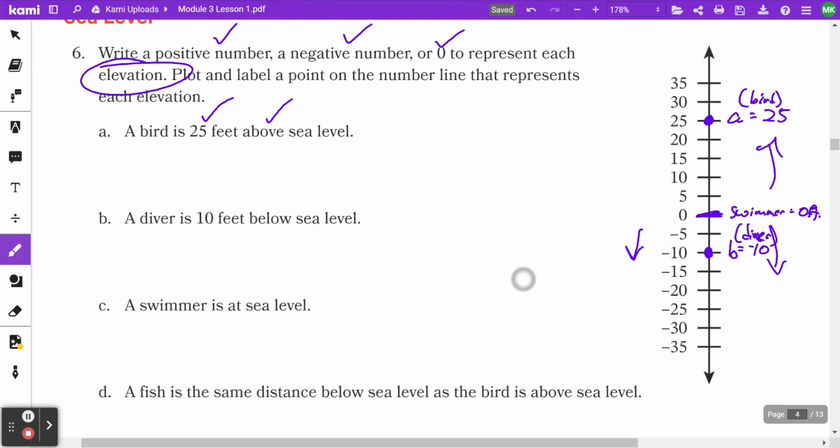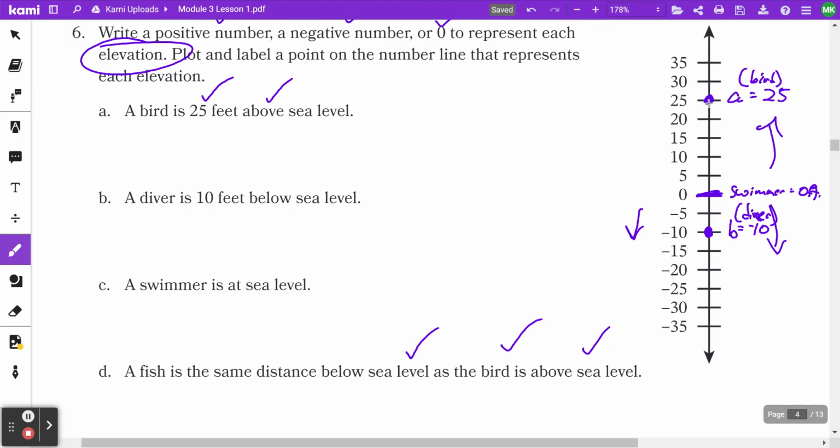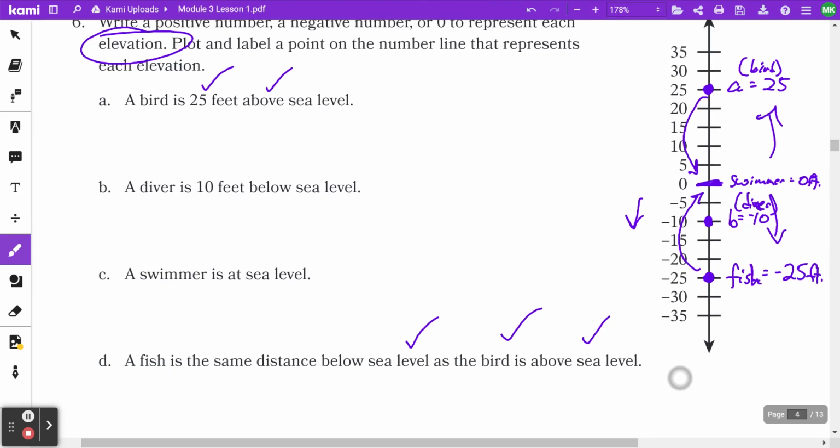Okay. And a fish is the same distance below sea level as the bird is above sea level. Oh. Well, if the bird is a plus 25 up there, well, then I'm going to have to go a minus 25, right? Same distance from 0. Well, if that guy's 25 away, then this guy's 25 away, right? And so that's the fish. Fish equals a -25 feet. There you go.